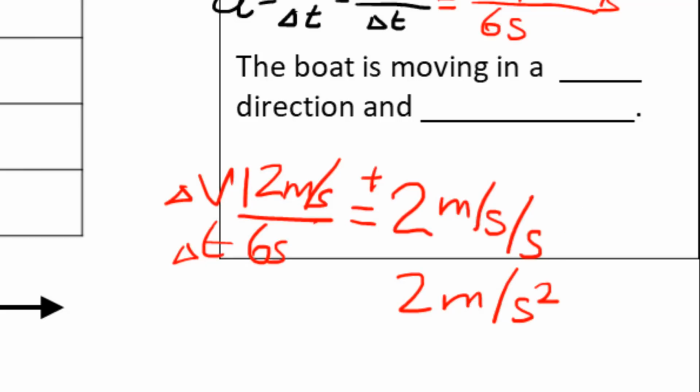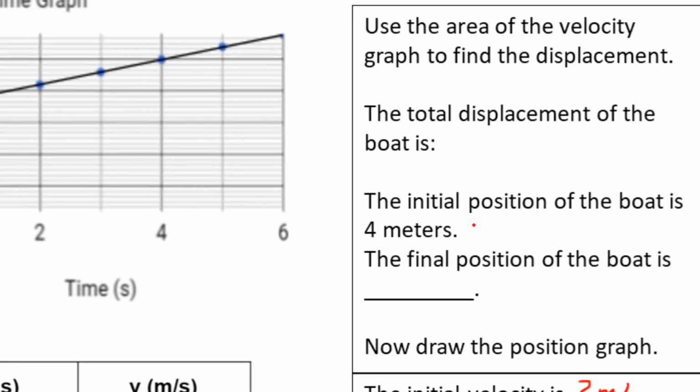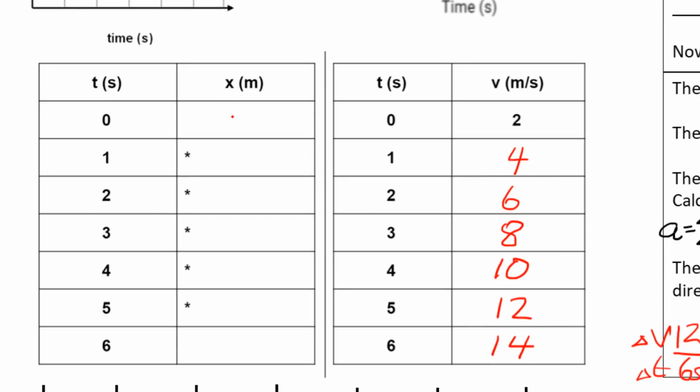We're going to use the area of the velocity graph to find displacement. We'll look at the total displacement of the boat. And we have some information here. We have an initial position of the boat is 4 meters. Remember, velocity doesn't tell us anything about position. It tells us about our change of position, but it doesn't tell us about our position. So we do have some information here. 4 meters is our initial position. We want to know what the final position of the boat is. We can end up filling that out over in the table here. So our initial position is 4 meters. We'll go ahead and record that.